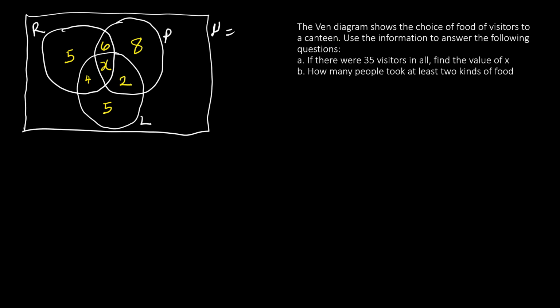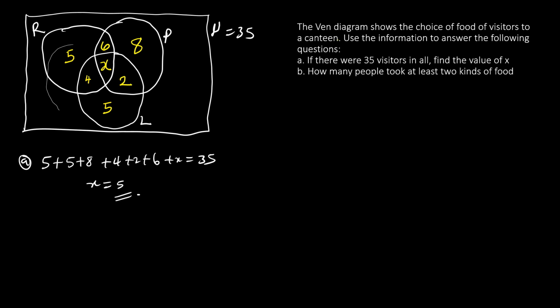In fact, the universal set equals 35. And then we don't have to struggle too much. We've already been given the numbers. It's just to compute. So the first one is to find the value of X. Just as we saw in the last example, adding all this must give 35. So if you add 5 + 5 + 8 + 4 + 2 + 6 + x, this one is equal to 35. And computing this, we have x to be equal to 5.